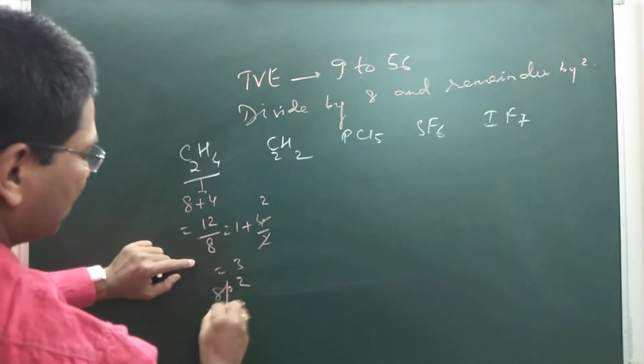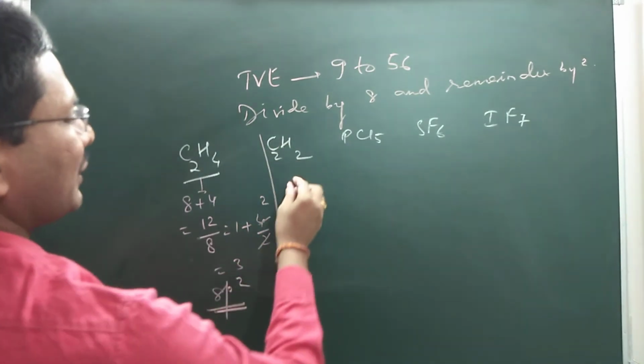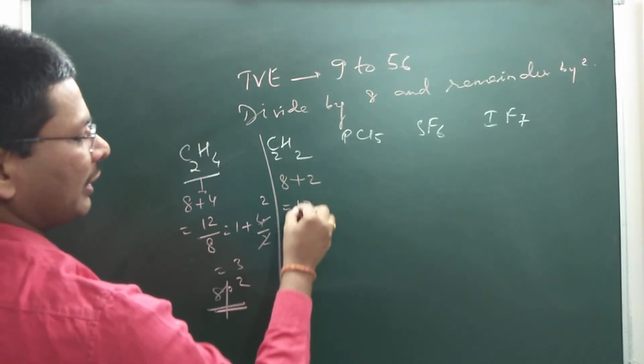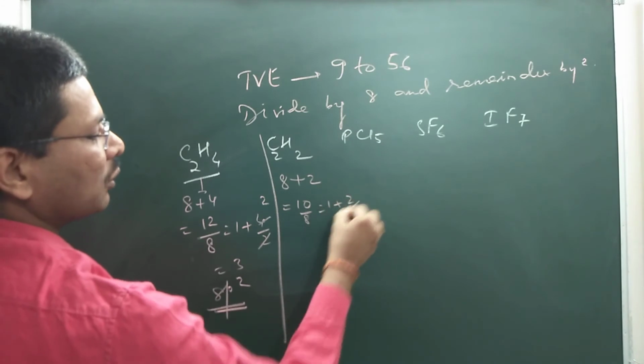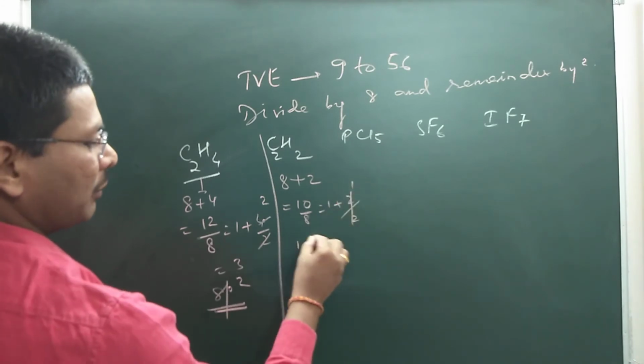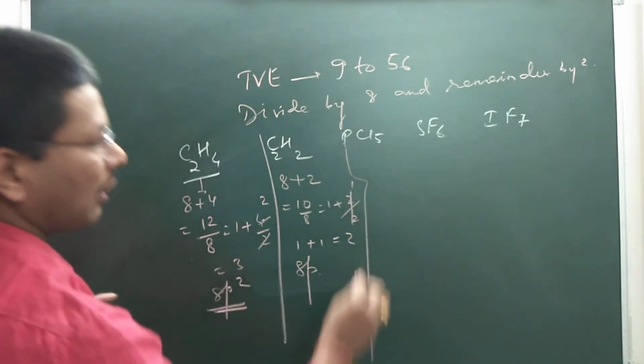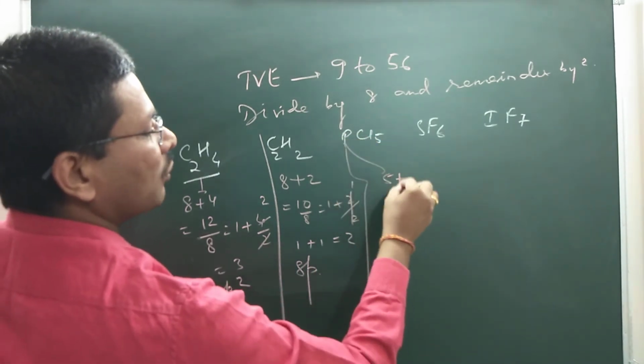So ethylene has sp2 hybridization. Coming to acetylene or ethyne: 8 plus 2 is 10. So 10 divided by 8 will be 1 plus 2 remainder. 2 by 2 is 1. So it is 1 plus 1, that is 2. That means sp. Now coming to PCl5, phosphorus is 5 and chlorine is 7.